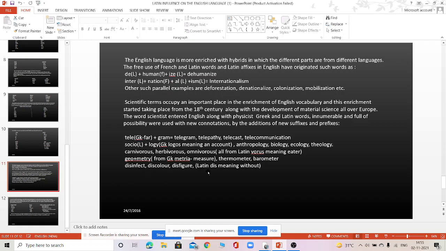So like that. Geometry, from Greek metria, measure. Thermometer, barometer. So disinfect, discolor, disfigure, Latin dis meaning without. So taking out the infection or the color is gone, so discolored. The cloth is discolored, disfigured, something has been discolored or disfigured. So like that, these new words come in. So Latin influence has been very phenomenal in a way in which it has given rise to so many important words in the field of science also, as you can see.